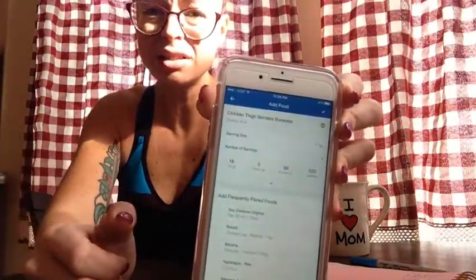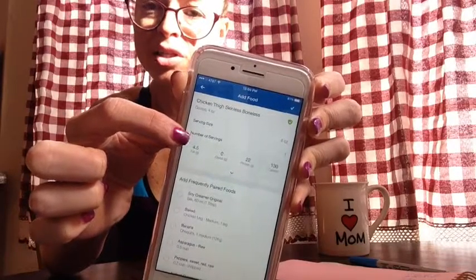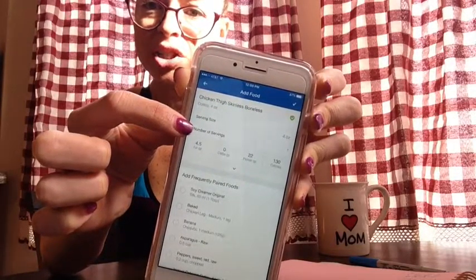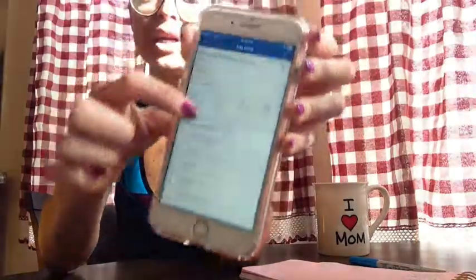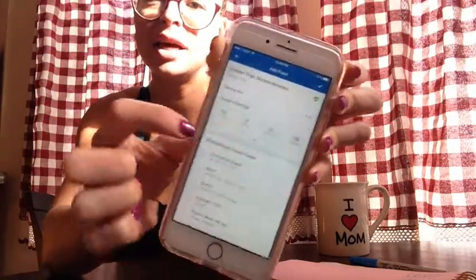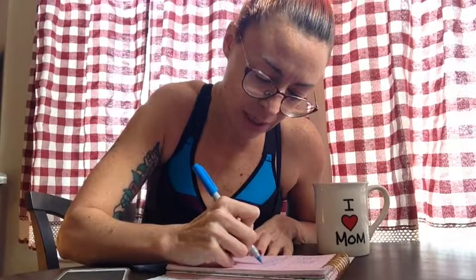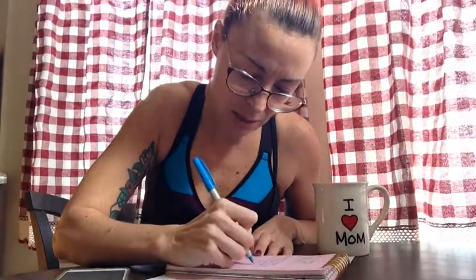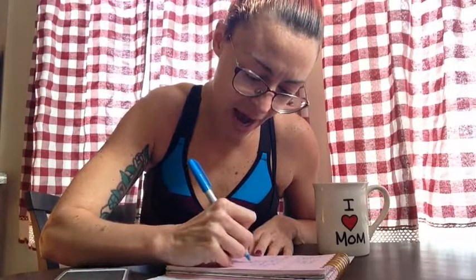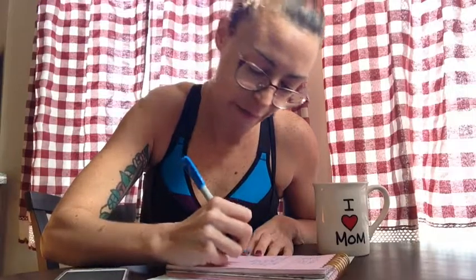We click on it. We see 4 ounces right there, servings, 1 serving. So in 4 ounces of boneless, skinless chicken thigh, we will get 22 grams of protein and 4.5 grams of fat. So I'm gonna write that down. Boneless, skinless, 4 ounces equals 22 grams protein, 0 grams carbs, 4.5 grams fat.